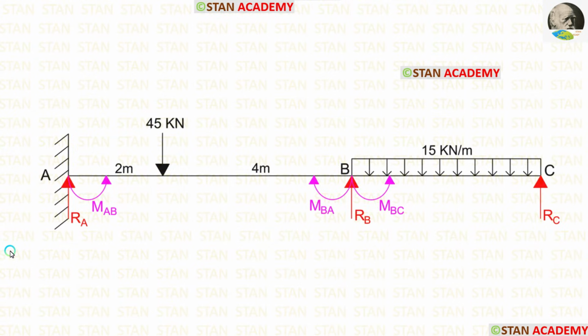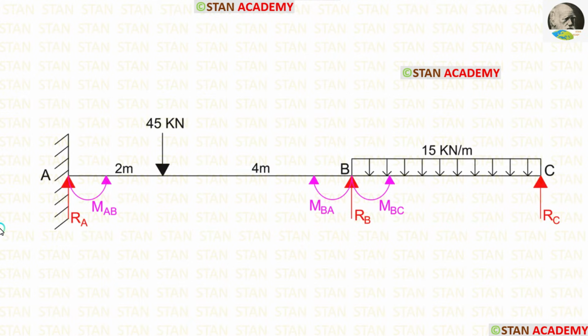In this beam, we have to calculate three moments. In the point A, we have to calculate MAB. In the point B, we have to calculate two moments, MBA and MBC. So totally three moments. Also, we have to find three reactions, RA, RB and RC.